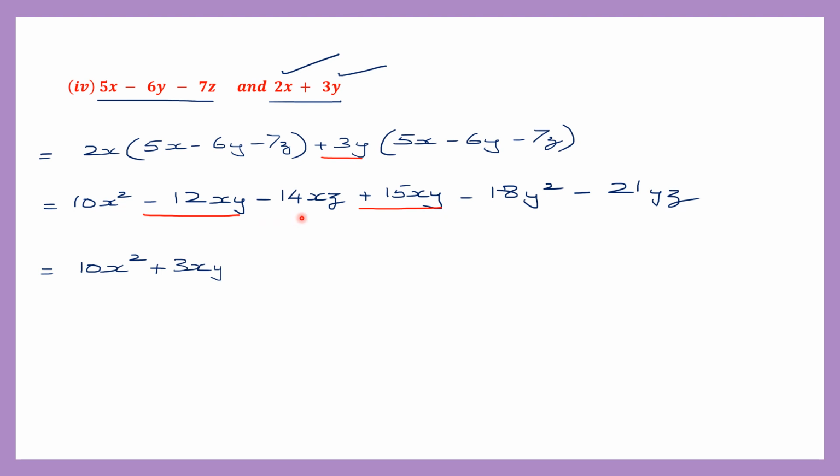Now here we have minus 14xz. Do we have an xz anywhere? No. So we can write it as minus 14xz. Then the next one is minus 18y square. Do we have a y square? No. So we write it as minus 18y square itself. And the last one is minus 21yz. So now let's read out our answer here. We have 10x square plus 3xy minus 14xz minus 18y square minus 21yz.